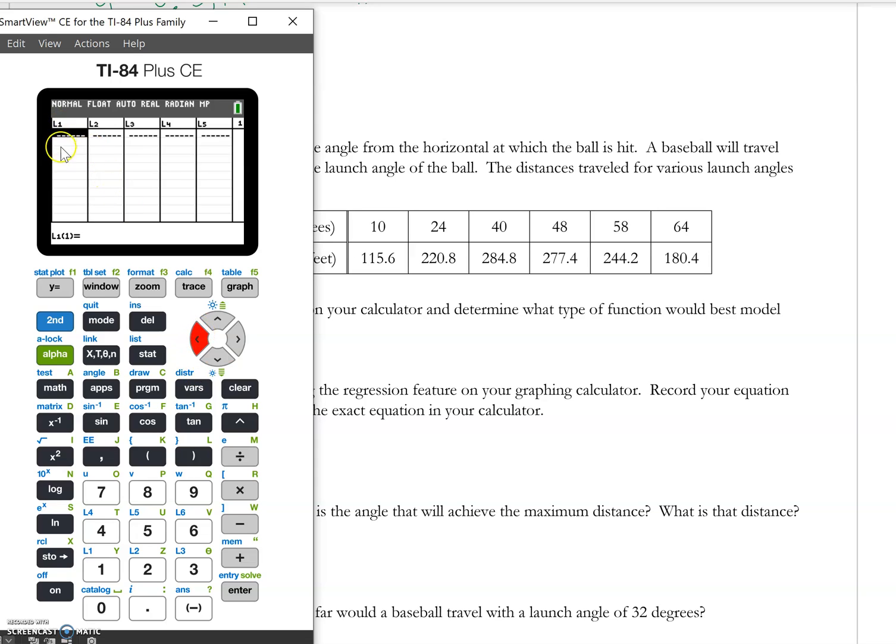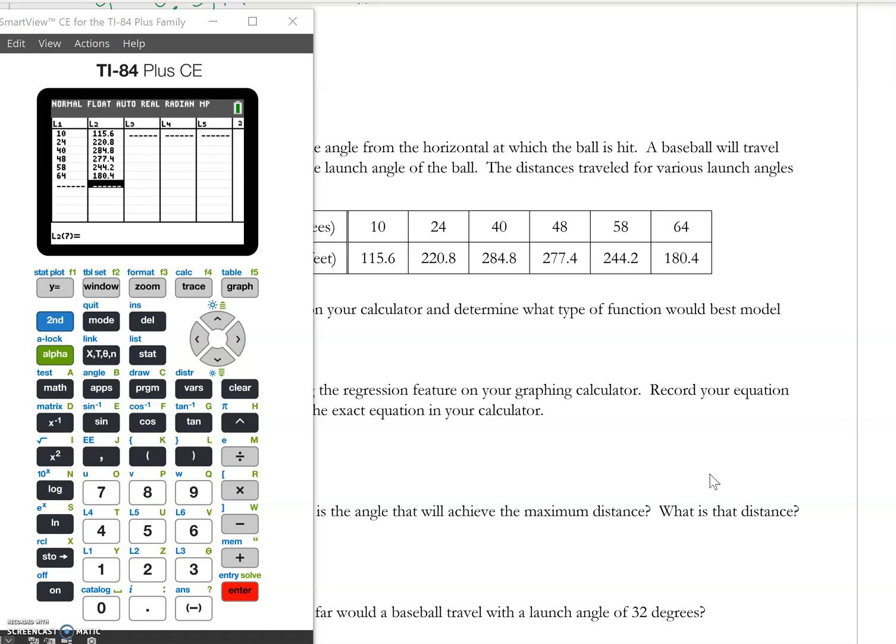Either way though, in my L1 column, I'm going to type in my top row, the launch angle. So go ahead and pause your video and you're going to type in 10, 24, 40, 48, 58, and 64. I actually just went one step further, and in my L2, I also typed in my distance in feet. So if you still need to do that, again, pause this video please and type in your bottom row into L2.